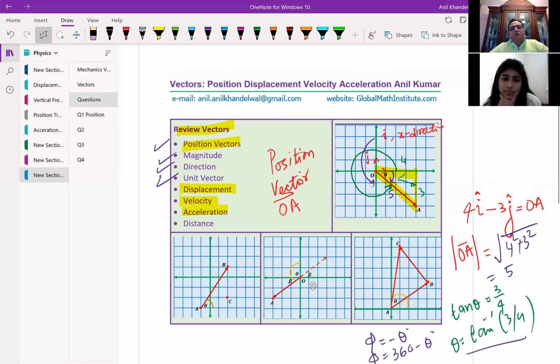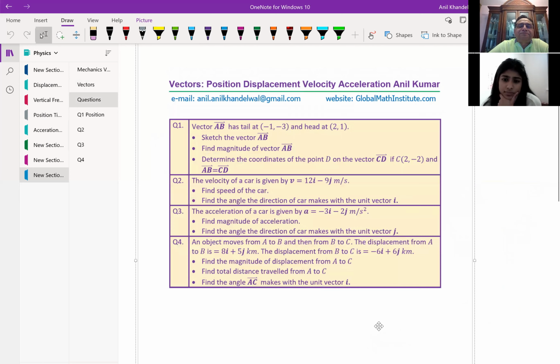Okay. Now, can you please read these four questions? Question one. Vector AB has a tail at -1, -3, and a head at 2, 1. Sketch the vector AB, find the magnitude of the vector AB, and then determine the coordinates of the point D on the vector CD if C is 2, -2, and the vector AB equals CD. Correct. How will you approach this question?